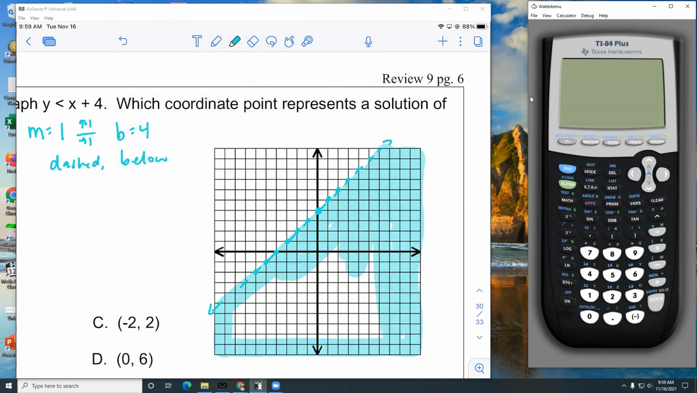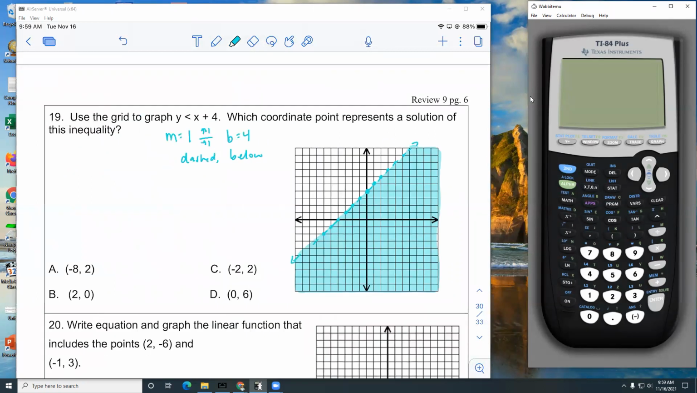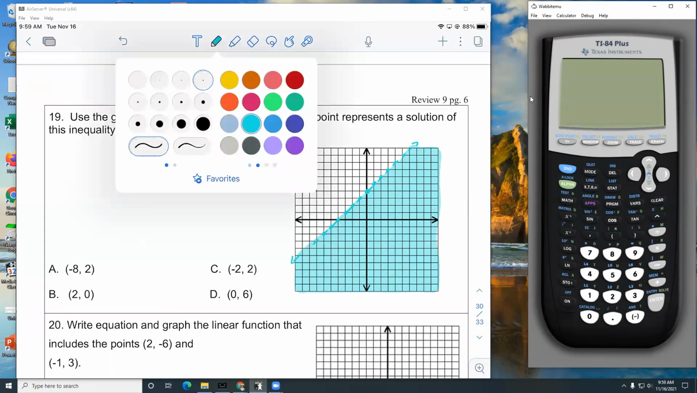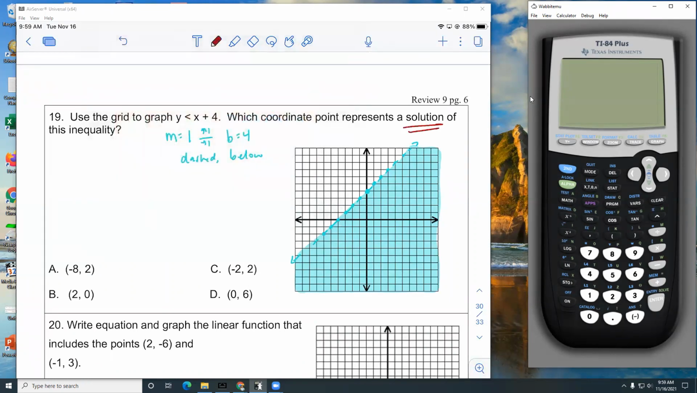Shade all this, shade this area. Now, it's asking me which one of these is a solution. Guys, remember, solutions are going to be everywhere inside of my shaded area. So I've got to determine which one of these points is inside of my shaded area.